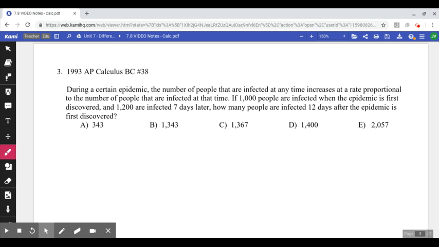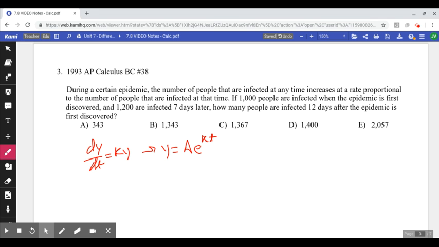During a certain epidemic, the number of people that are infected at any time increases at a rate proportional to the number of people that are infected at that time. So to me, that tells me that dy/dt is equal to k times y, where y is going to be the amount of people that are infected. We also know then that the solution to this differential equation is y equals A times e to the kt power.